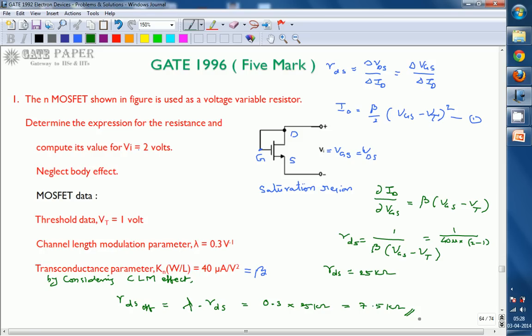Channel length modulation is nothing but, if you don't consider it, the drain current is constant in the saturation region. If you consider the channel length modulation, the drain current slightly increases in the saturation region as VDS increases. Okay, so this is the right answer, 7.5 kilo ohms.